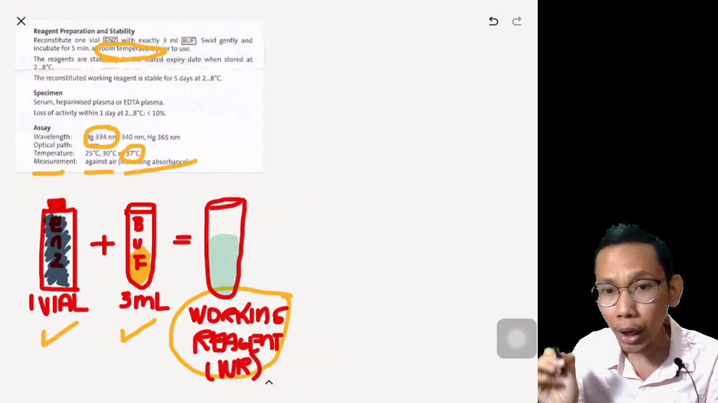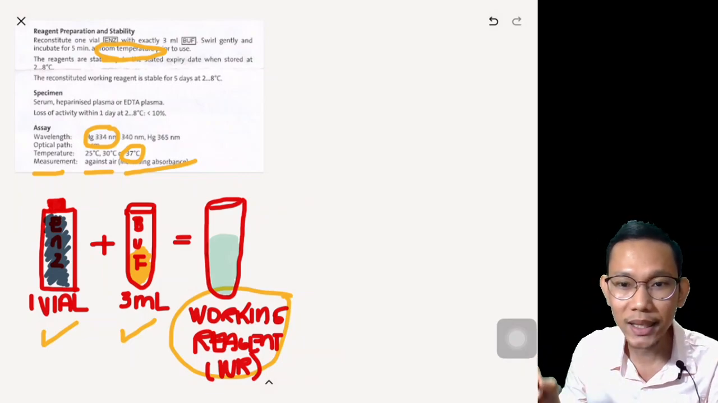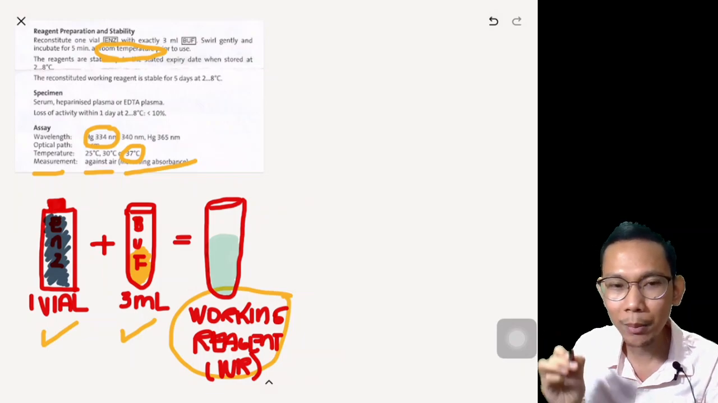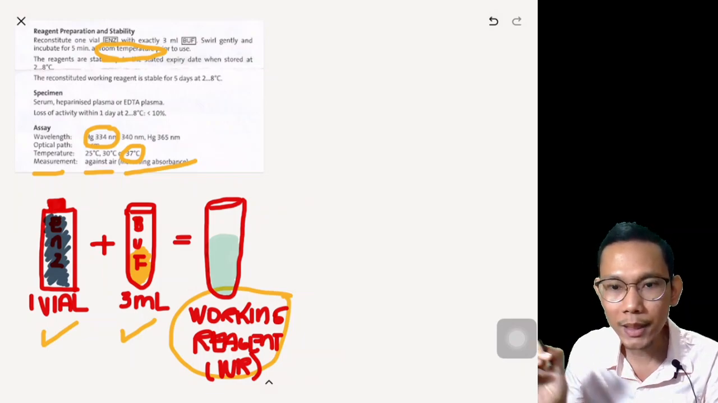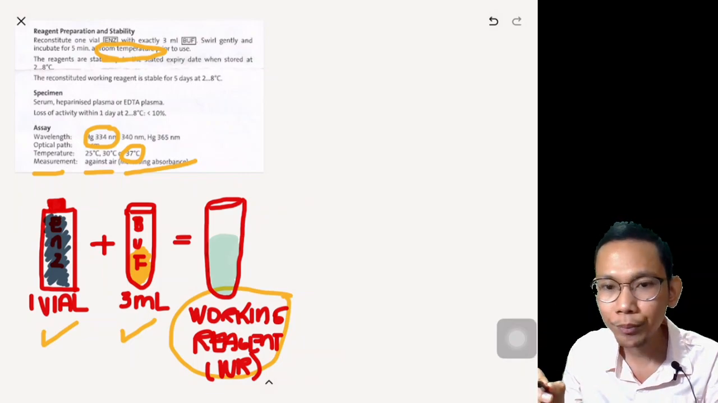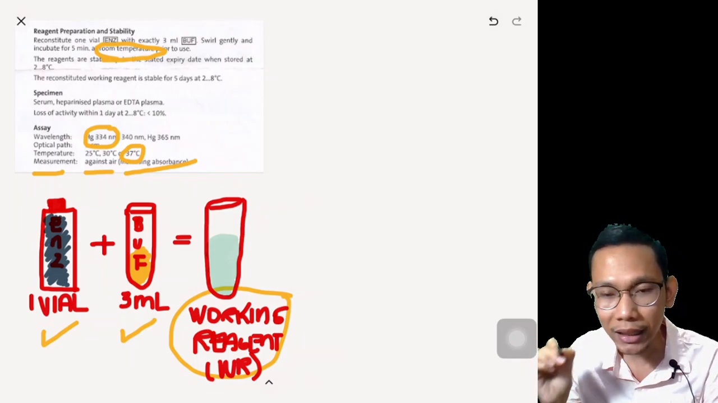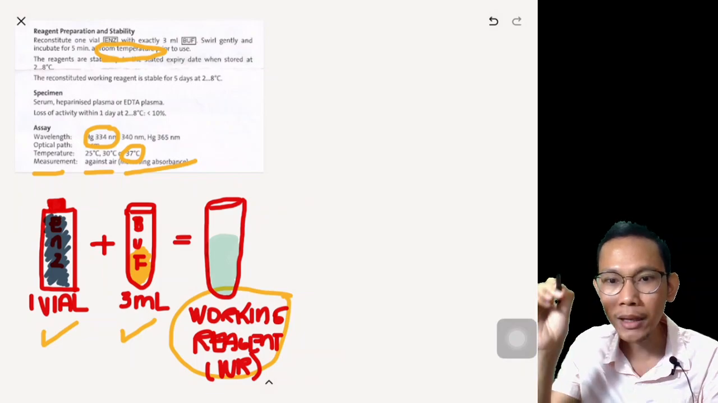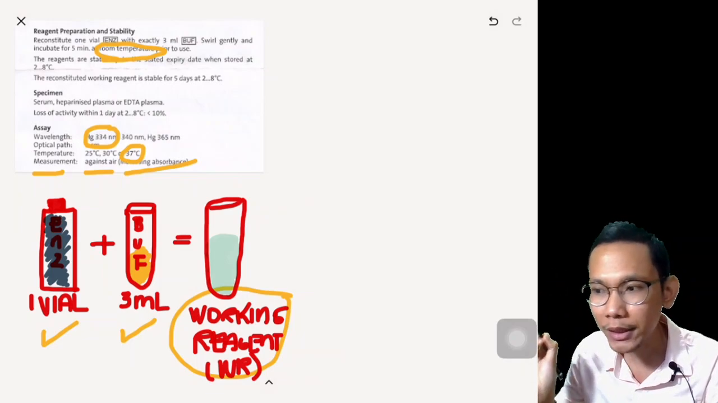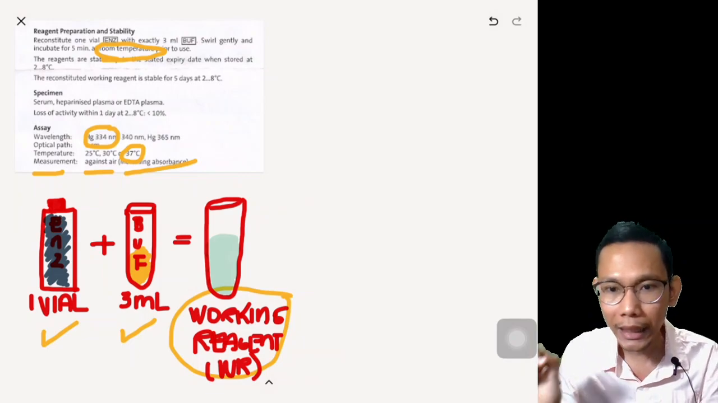Because there are other tests with decreasing absorbance. Our LDH, guys, is decreasing absorbance. Decreasing absorbance means, for example, your first absorbance reading is 500, and after 1 minute the next value will be 400. Meaning, the value is decreasing, not going up. But for CKMB and for this kit, our absorbance is increasing.